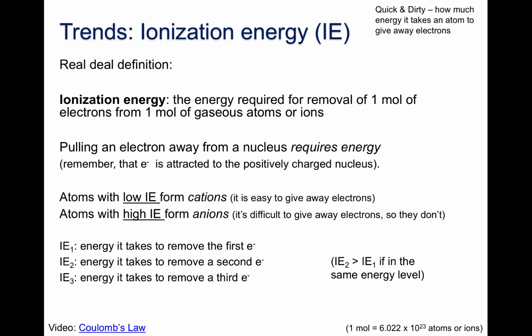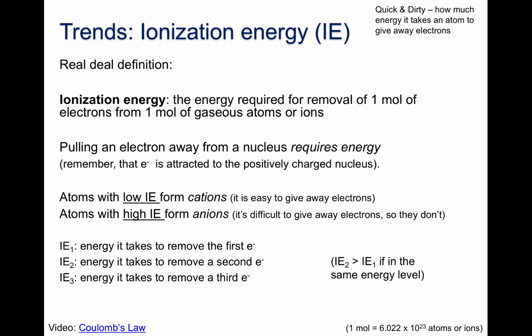An atom that has a low ionization energy has a tendency to form cations, because if it's a low amount of energy required to give away an electron, the atom is more likely to do it. Essentially, a low ionization energy means it's easy to give away electrons. So metals are atoms with low ionization energies.